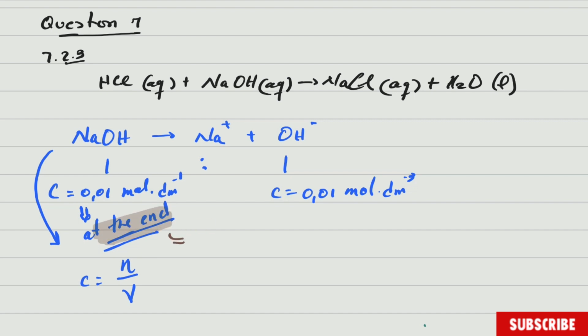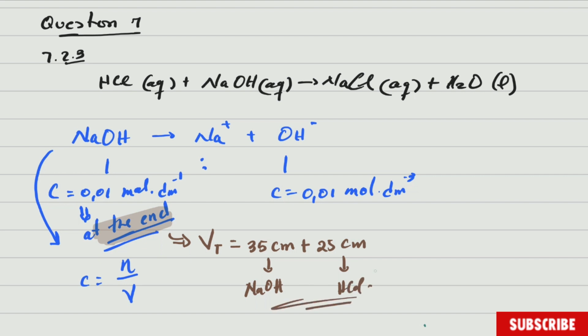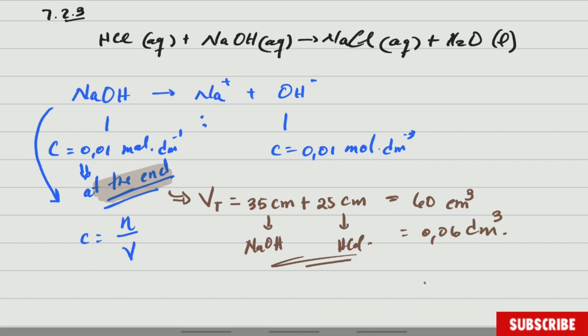Why I'm saying that? Because at the end, the total volume will be equal to 35 cubic centimeters plus 25 cubic centimeters. This one is coming from the NaOH, sorry. This one is coming from the HCl. That is the total volume. So the total volume at the end is 60 centimeter cubic. Right? This is equal to 0.06 cubic decimeters. So be careful with this one.